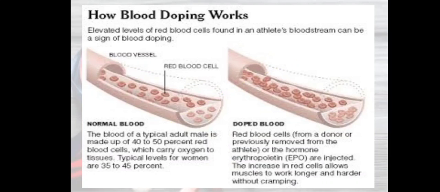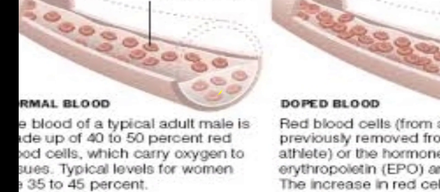You can see here there are two different vessels. In those vessels you may see the vessels of the normal person as well as the person who has doped the blood. In the person who has doped, you can see the blood cells are more, and in the normal person the blood cells are regular. Here is the normal blood, let's see what has been written.